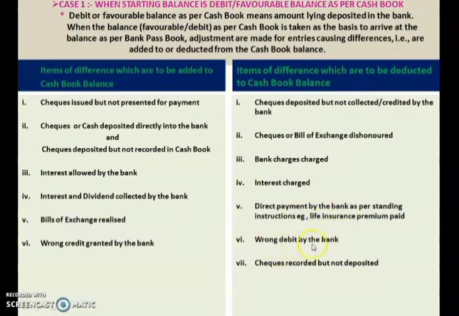Then wrong debit by the bank also you have to deduct. Check recorded but not deposited. We have recorded the check, but it was not deposited. In that case also cash book and passbook will show a difference. So these are the 6 items which you have to add in cash book balance, and these are the 7 items which you have to deduct from your cash book balance.